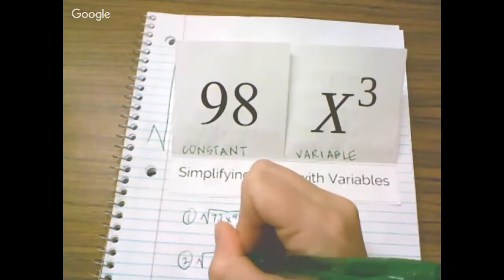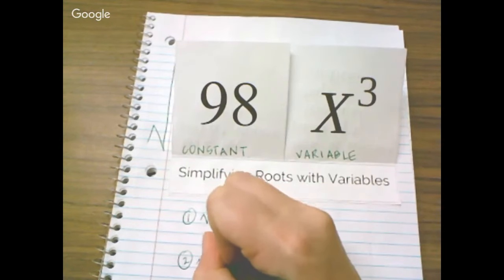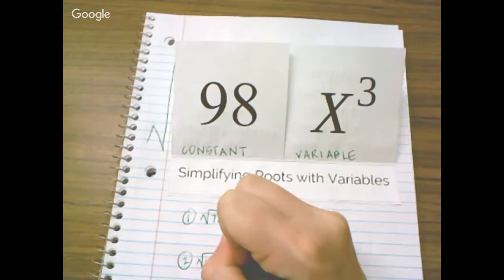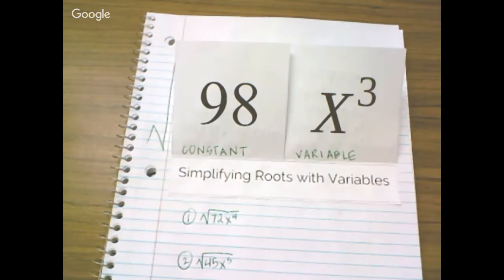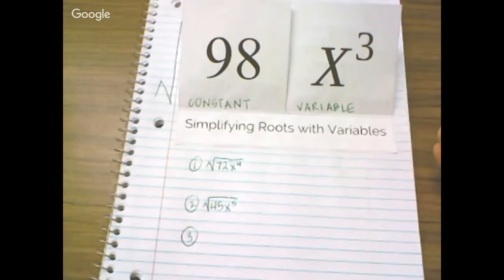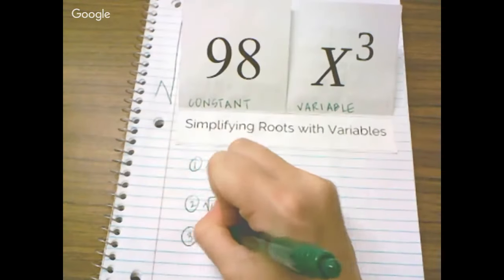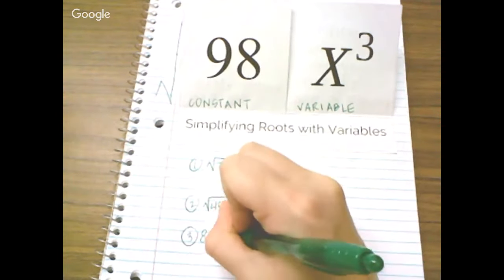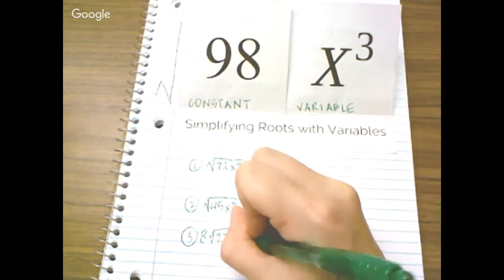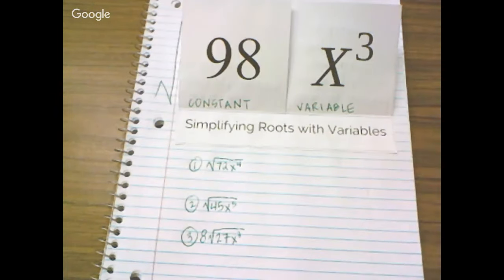Then let's try square root of 45 x to the fifth. And your last problem, this one's a little bit more challenging. We're going to do 8 square root of 27 x to the third. So think about all of those radical rules that we've been working on and then what we've just learned as our variables.